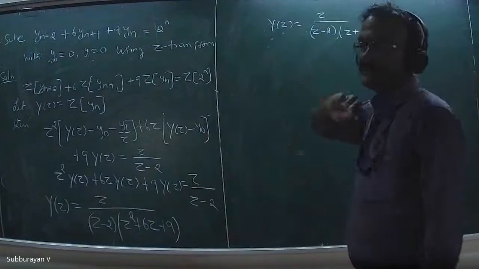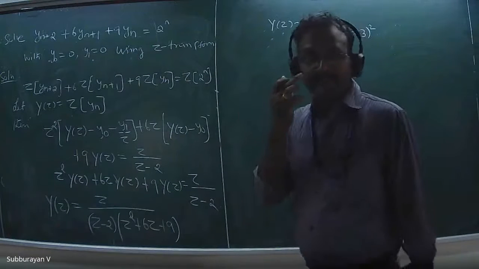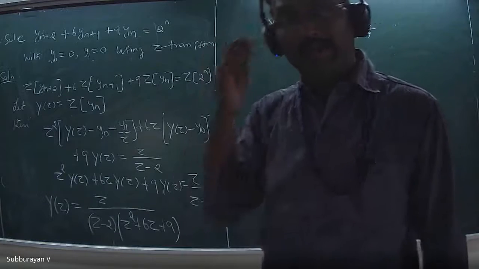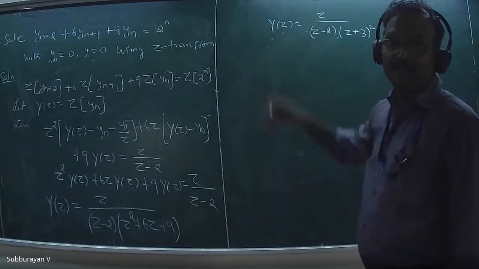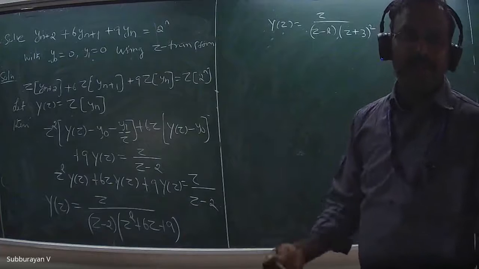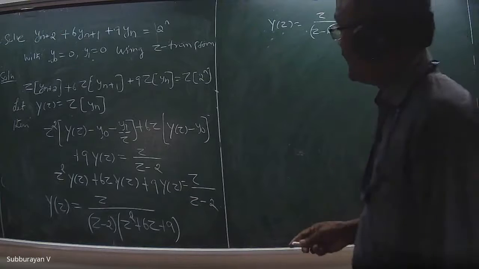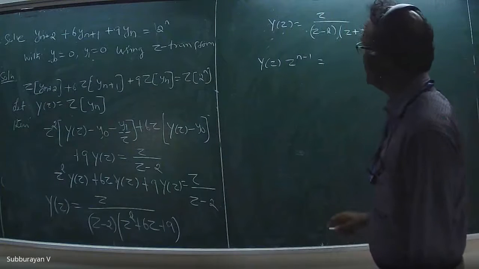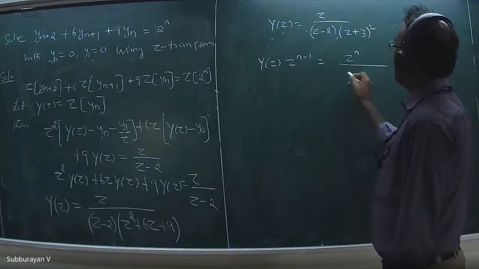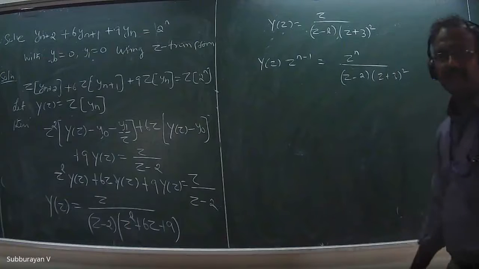What is the residue method? First you have to calculate the residue of Y(z) into z power n minus 1. We have to multiply Y(z) with z power n minus 1, then find the poles of Y(z) into z power n minus 1. Now Y(z) into z power n minus 1 equals z power n divided by z minus 2 into z plus 3 the whole square.